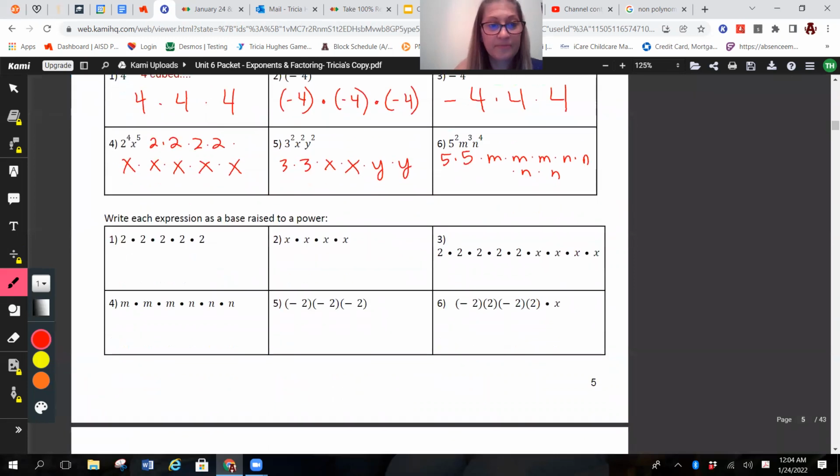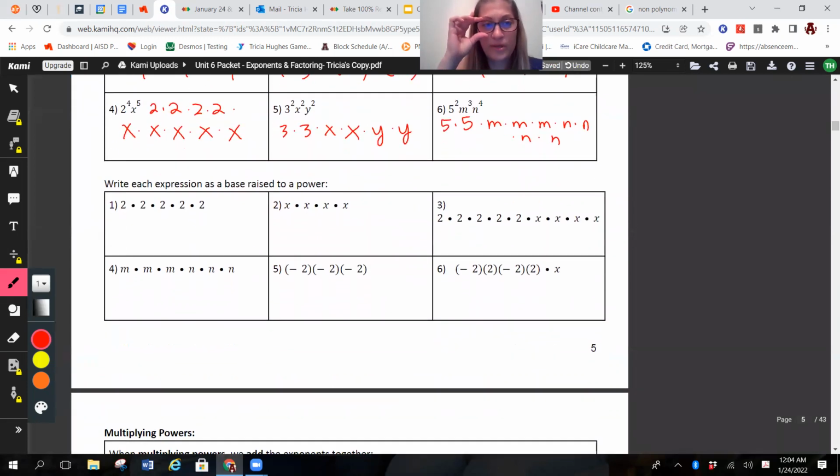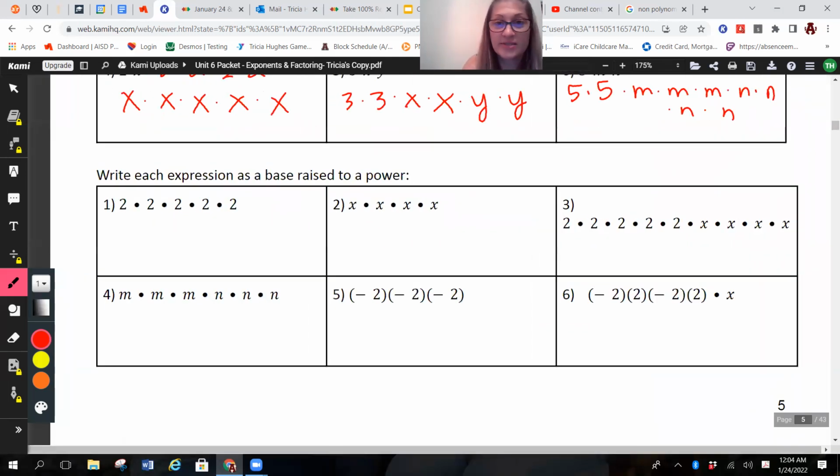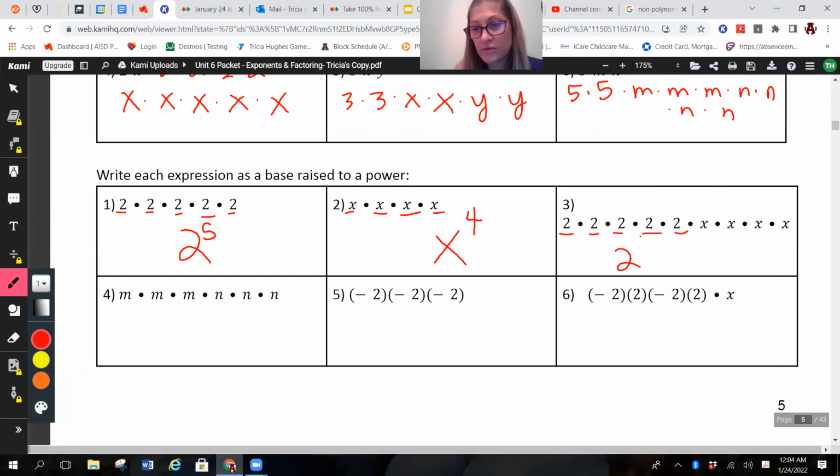That's expanding. And then the opposite would be to write the expression as a base raised to a power. So in number 1, I see the base is 2. So it's 2 to the 1, 2, 3, 4, 5, 2 to the 5th. 1, 2, 3, 4, so x to the 4th. They would sit multiplied side by side.